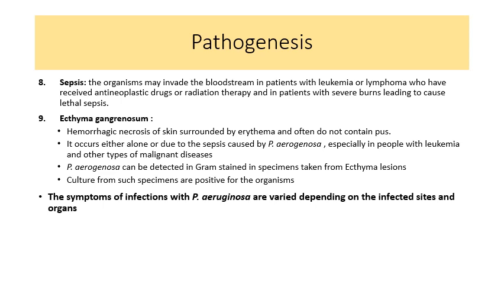Pseudomonas aeruginosa can then be detected in such infections by making a Gram stain of the specimens taken from the lesions, or by culturing the specimens on culture media and doing some further tests. The symptoms of infection with Pseudomonas aeruginosa vary greatly depending on the infected site and the infected organs.